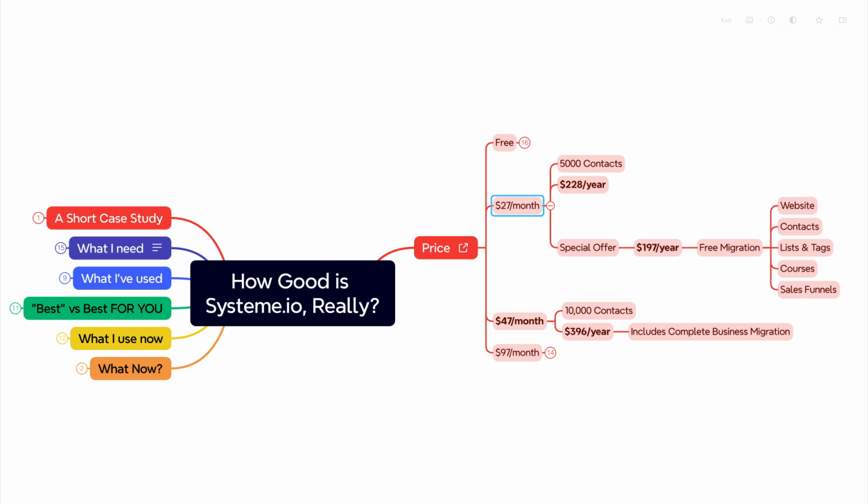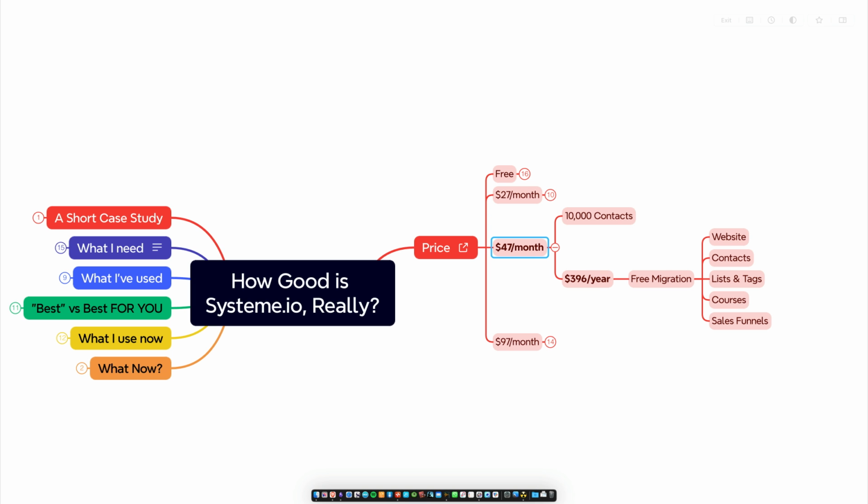The annual prices offer a 30% saving on the 12 monthly payments, but there is a special offer even at this first level. For $197 per year, you get free migration of your entire business as part of the deal. That's a massive saving. The $47 per month offering takes you up to 10,000 contacts. The annual $396 option also offers free migration.